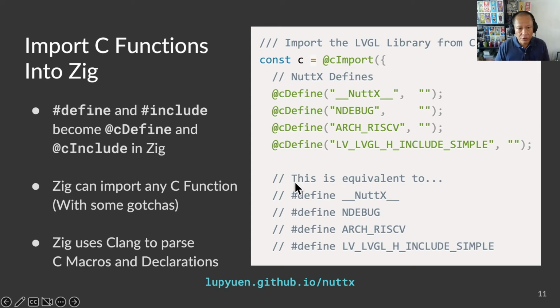For C declarations, we change #include to @cInclude, which we shall see in a while. How is it possible that Zig can understand C macros and declarations? That is because Zig calls the Clang compiler to parse C macros and declarations, which makes it really easy to import C functions into Zig.